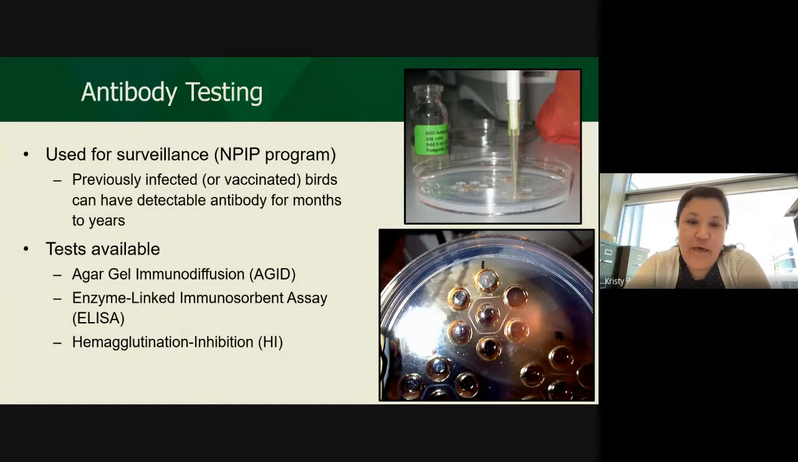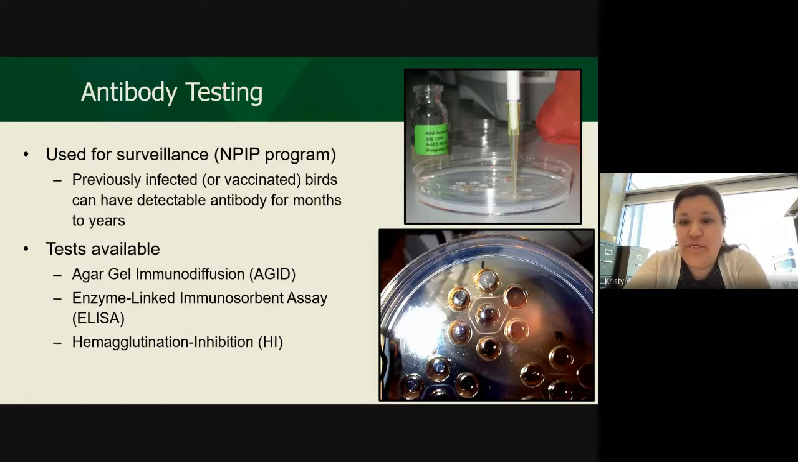We typically run one of 3 tests. Most commonly, we're using Agar gel immunodiffusion, or ELISA, enzyme-linked immunosorbent assay. We only use hemagglutination inhibition, that's HI, for subtyping. So if we wanted to figure out if it's, for example, an H5 virus versus an H3 virus, we can use that test, but we don't use it that often here in Fort Collins because typically that is done by the National Veterinary Services Lab in Ames, Iowa.